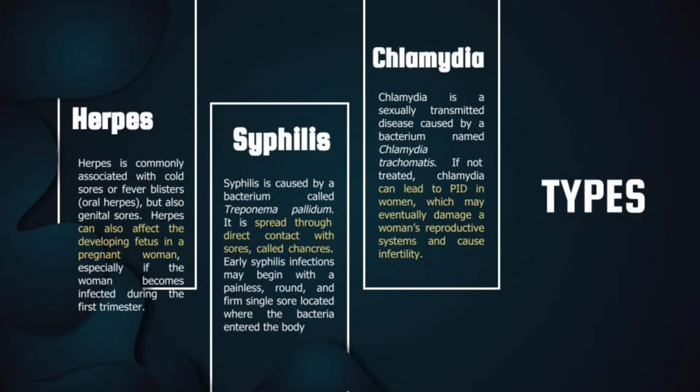The next type is chlamydia. This is a sexually transmitted disease that is caused by a bacterium named Chlamydia trachomatis. That is why it is called chlamydia, from the name of the bacteria. And if this is not treated, it can lead to PID, right? Remember what PID stands for? Pelvic inflammatory disease. So in women, this will eventually damage a woman's reproductive system and cause infertility.